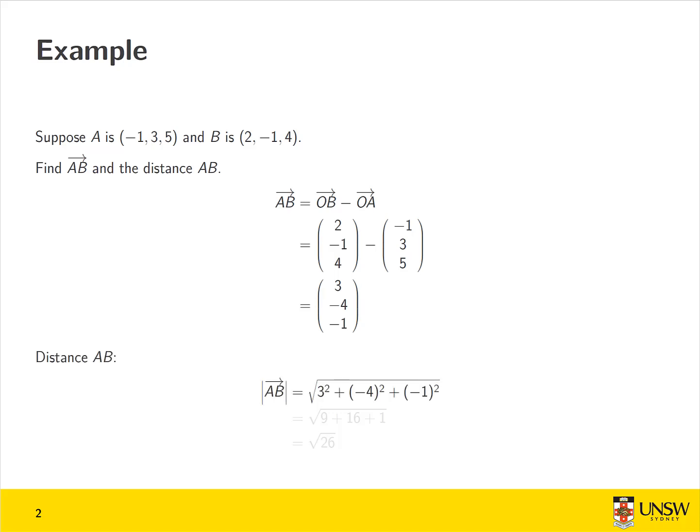To find the distance between A and B, we can use the length formula on the vector AB. So the length AB is given by the square root of 3 squared plus (-4) squared plus (-1) squared. This results in a length that is the square root of 26.